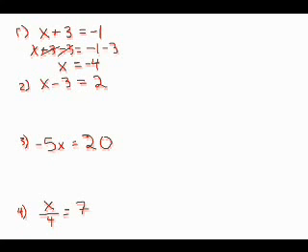Hopefully you got a chance to actually check your answer. If you substitute that solution back into the original equation, -4 plus 3 is -1, so the left side equals the right side. For the next one, we have x minus 3 equals 2.